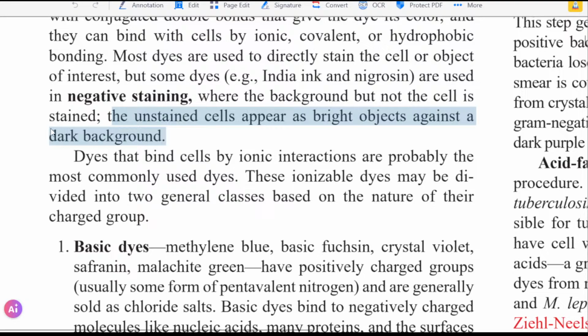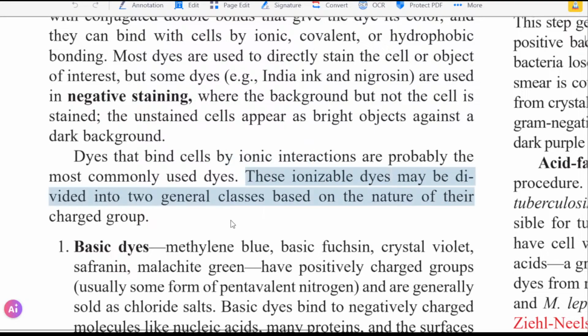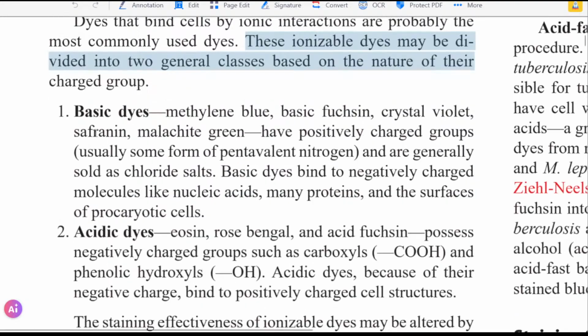Dyes that bind the cells by ionic interactions are probably the most commonly used dyes. Alright, so they are saying the ones that use ionic bonding are the most commonly used dyes, and why? These ionizable dyes may be divided into two general classes based on the nature of their charge. Yeah, I have heard of these basic dyes and acidic dyes. They definitely are used commonly. And yeah, the naming is as shown, the basic and the acidic, because of their ionic differences.